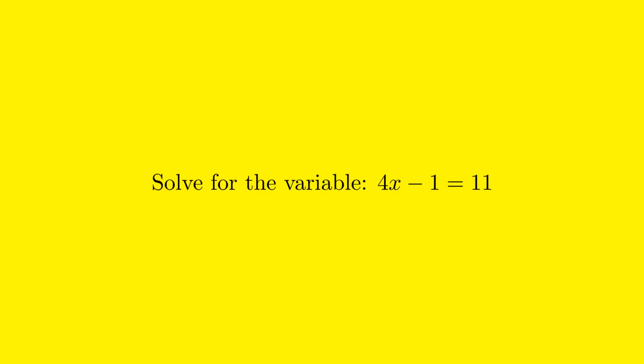Hello and welcome to our instructional video on solving for the variable in a linear equation. In this video, we will be solving the equation 4 times (x minus 1) equals 11. By following a step-by-step process, we will determine the value of x that satisfies this equation. So grab a pen and paper and let's get started.